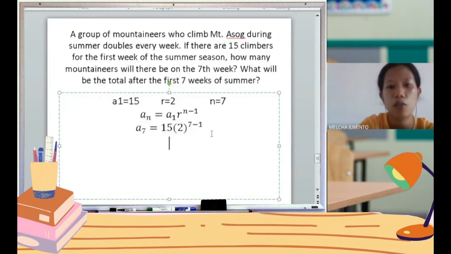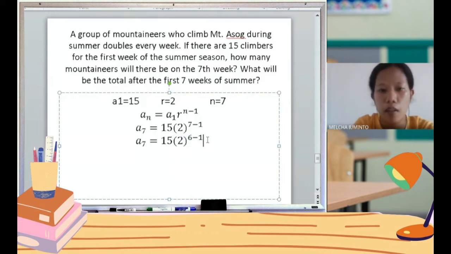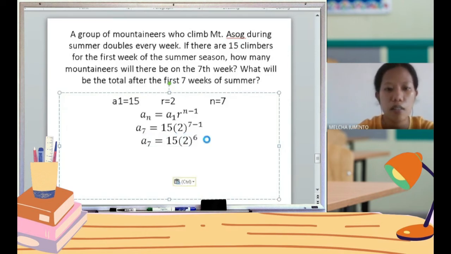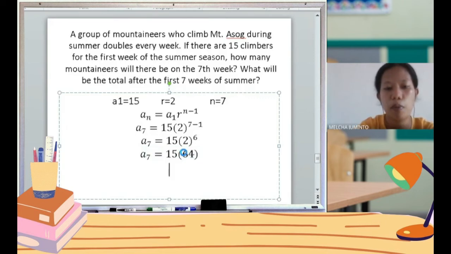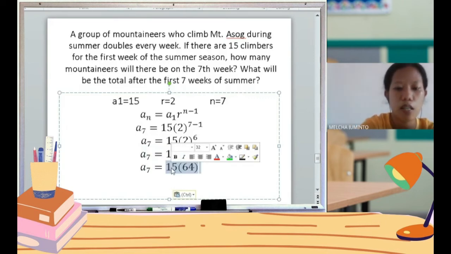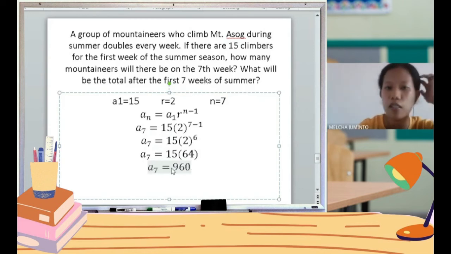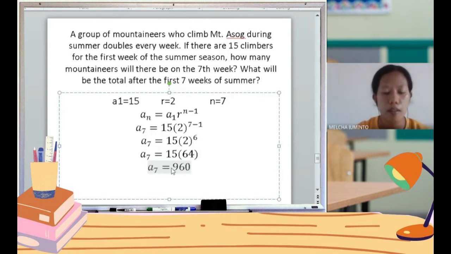And then let us continue the solution by replacing this with 6. 6 is derived from 7 minus 1 equals 6. So we have a sub 7 is equal to 15 times 2 raised to 6. And then continue the solution by first applying the exponent. So we have 2 raised to 6 is 64. And then finally, find the product of 15 and 64. It will give us 960. That means in the seventh week, there are 960 mountaineers that climbed Mount Asog.